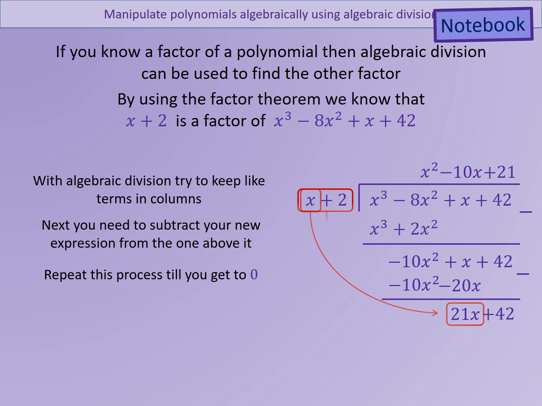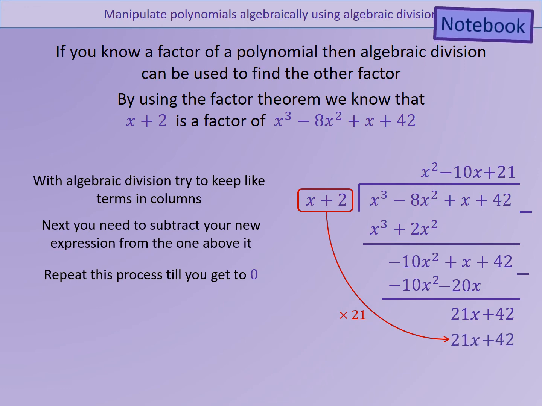And my final step is to multiply the x plus 2 by that 21. And lo and behold, I get 21x plus 42. So when I do take the two away from each other, I end up with my remainder of 0, very much the same as the previous slide. Of course, if that number was any other value than 0, that would be my remainder.